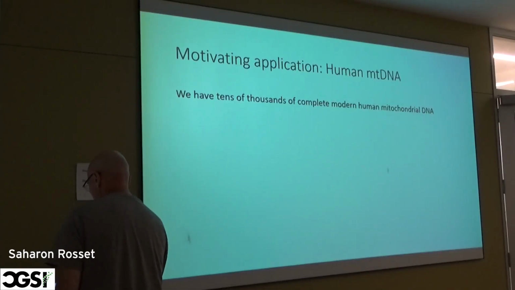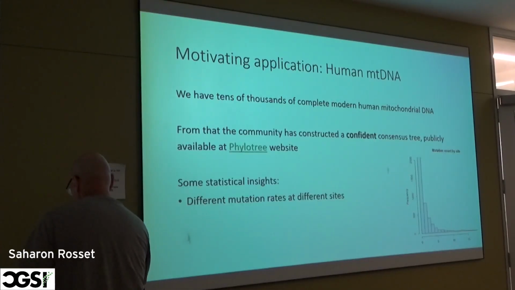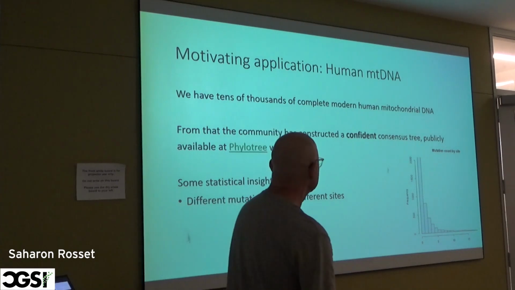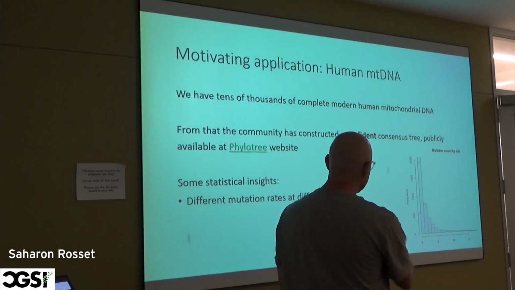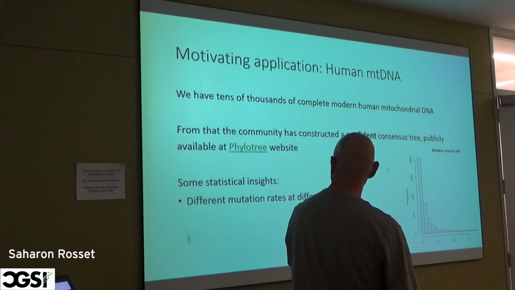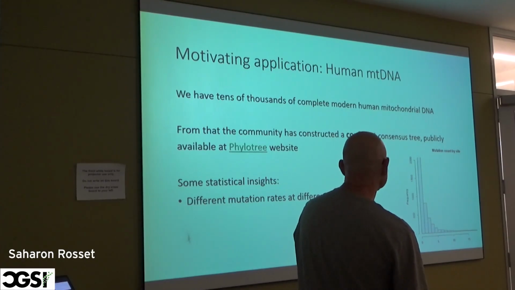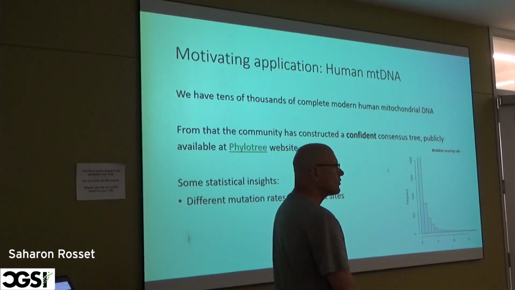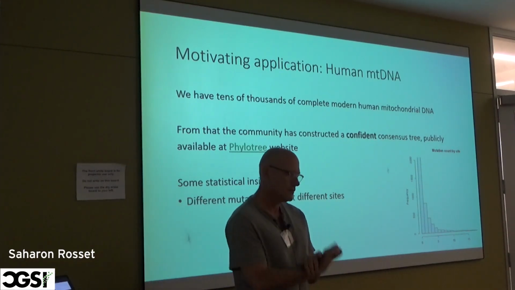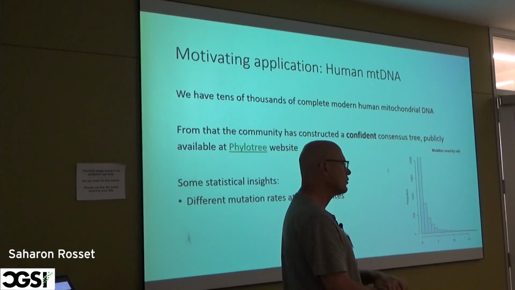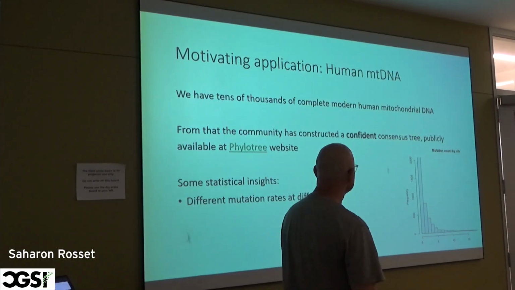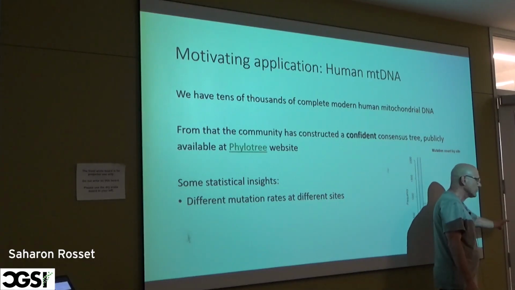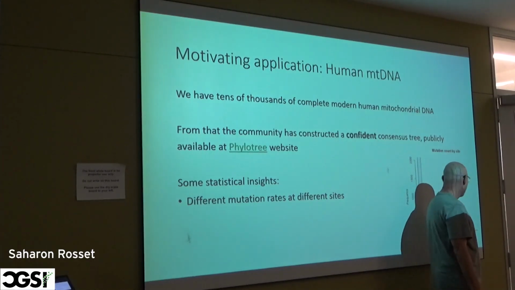So this is what the tree looks like. When we analyze the information on this tree, one thing that's clear is that it's not reasonable to assume that all 16,000 sites mutate at the same rate, because, for example, this is a histogram of mutation counts, and this histogram actually continues. It has a long tail.